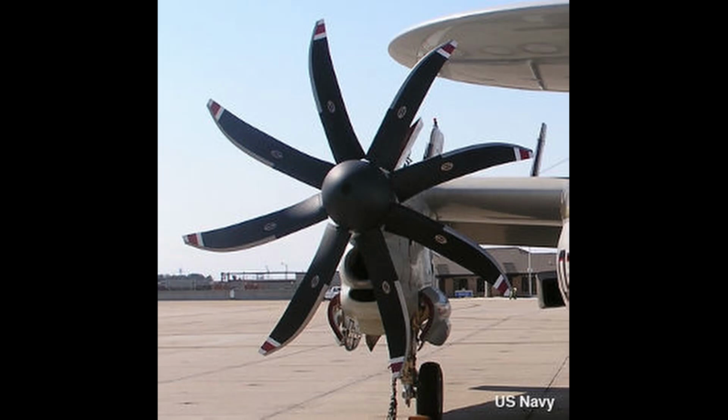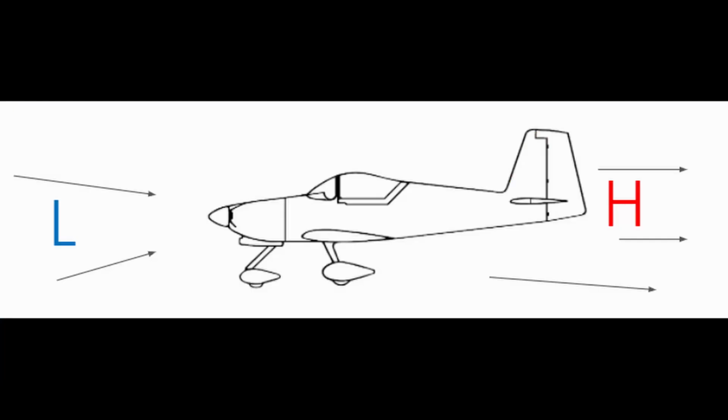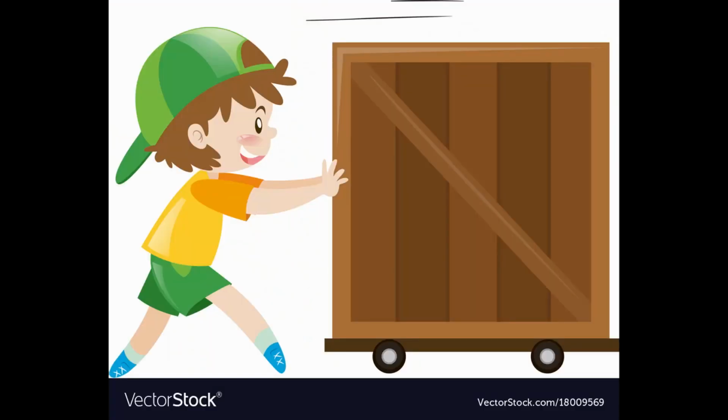Thrust is developed by rotating a propeller, which is really just a twisted airfoil if you take a closer look. A low pressure area is created in front of the aircraft, while a high pressure area is created behind. Think of a propeller as pulling and pushing the airplane through the air simultaneously.